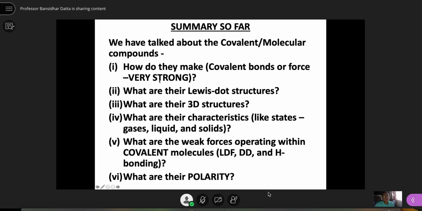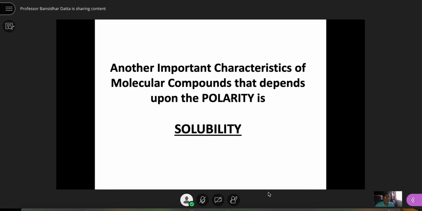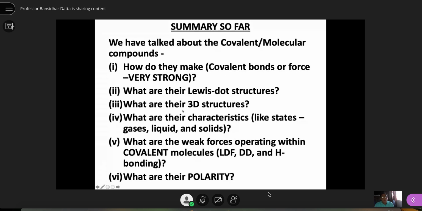And you have seen it, 70 to 900 kcal per mole. What are the Lewis-dot structures, and how to derive the Lewis-dot structures? What are the three-dimensional structures? That's X4 type, tetrahedral, 109.5; X3 type, 120; and X2 type, linear, 180 degrees. Right? So, next, what are the characteristics?